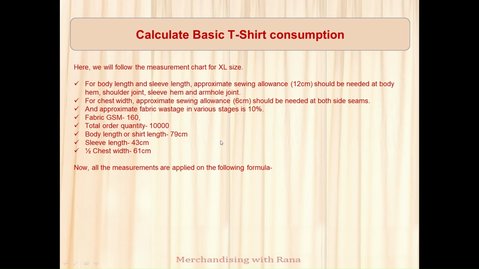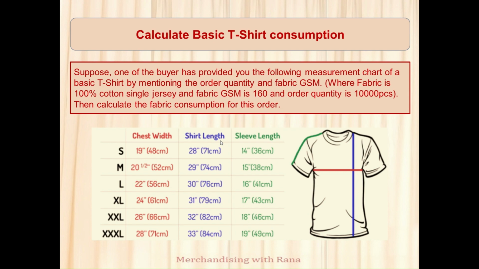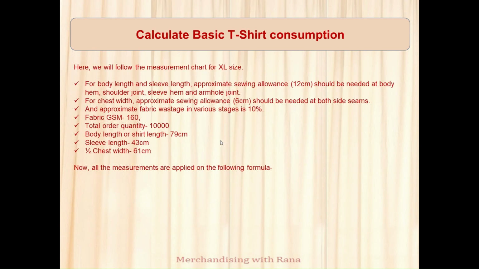So what information have I found from the question? Let me show you the question again, so you can take a screenshot here. I will find out the consumption of XL size. Seam allowance for body length I have taken 12 cm, for body hem, shoulder joint, sleeve hem, armhole joint, etc. And across chest width I have taken 6 cm sewing allowance, for the same purpose, like both side seams. And approximately I have taken 10% fabric wastage for different processes, different stages.